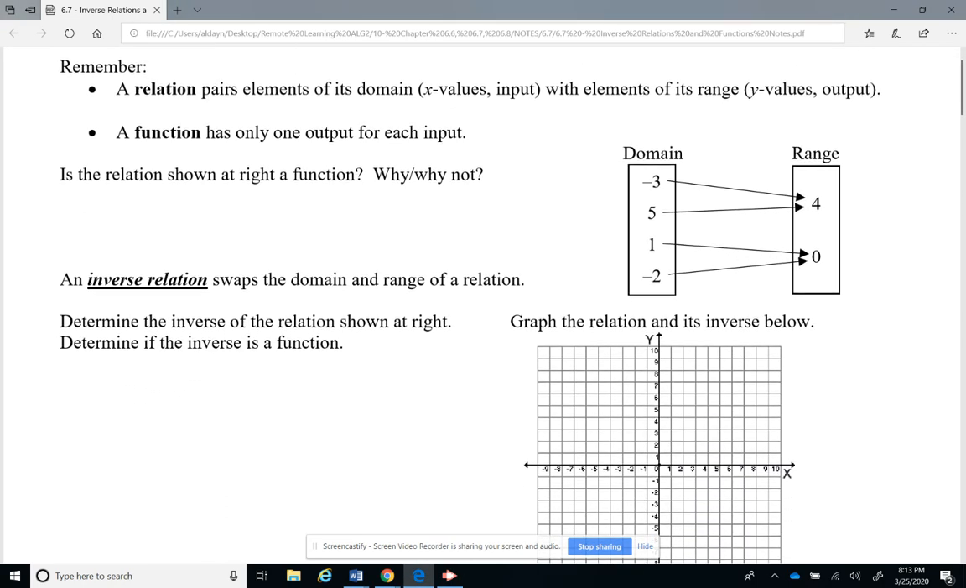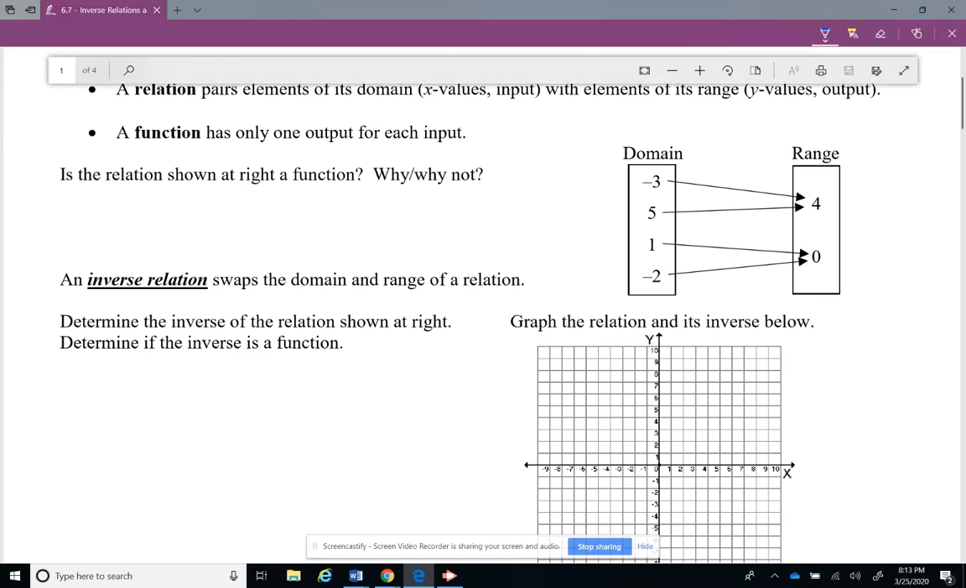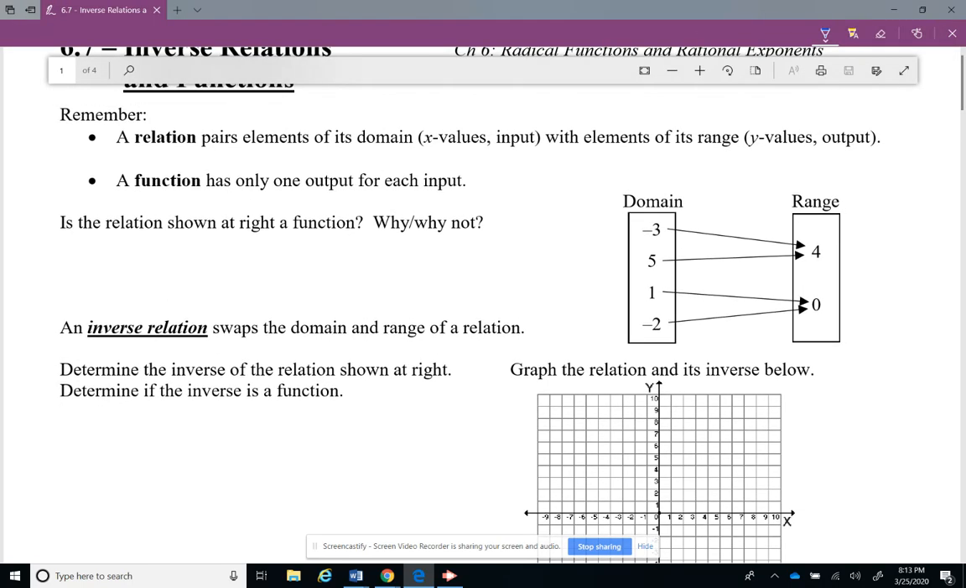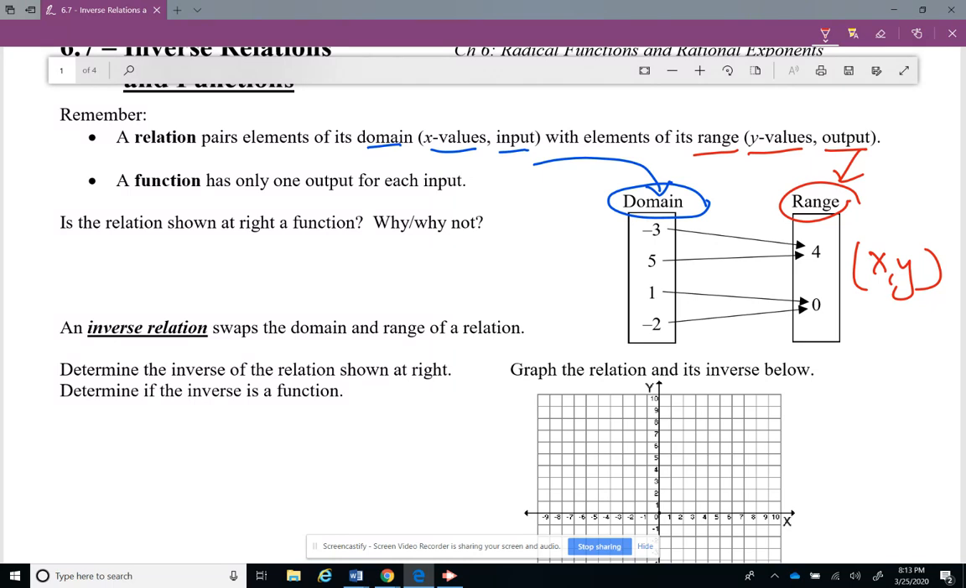So we're going to start off with what are relations and what are functions. So we'll start with a relation. A relation pairs elements of its domain. Domain are your x values or your input. So down here in this mapping diagram, that's your domain. All right, so it pairs the domain with the range. The range are your y values and your output. So that's the other part of the ordered pair, your x and your y. So a relation basically are ordered pairs.